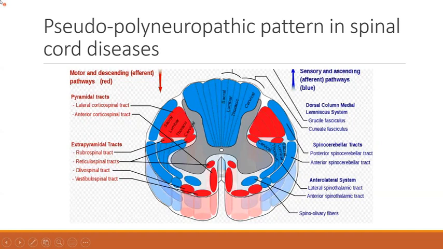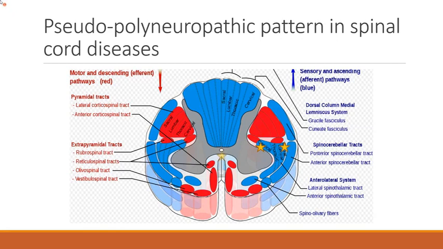Now, again, one sign that is not due to neuropathy, but can have a presentation like neuropathy. This is the pseudo polyneuropathic pattern in spinal cord diseases. What happens in certain demyelinating diseases, due to the lamination of the tracts, the cervical and sacral lamina are involved, which can be symmetrical or asymmetrical, and there is a pseudo polyneuropathic pattern in these diseases.